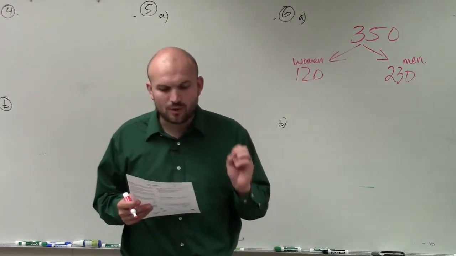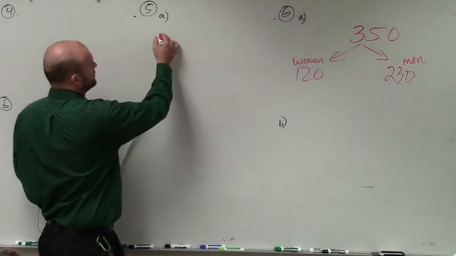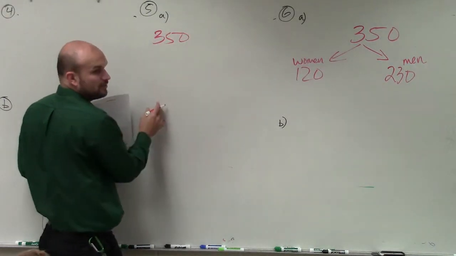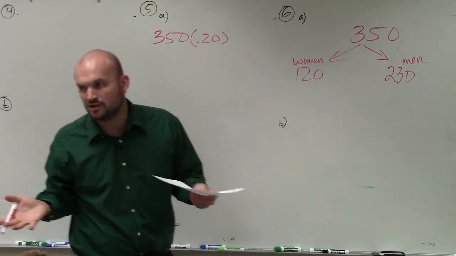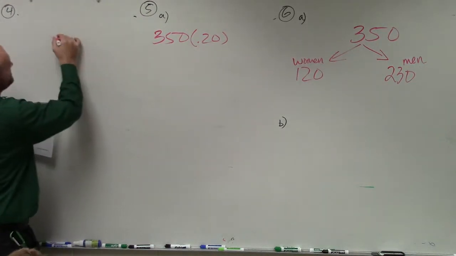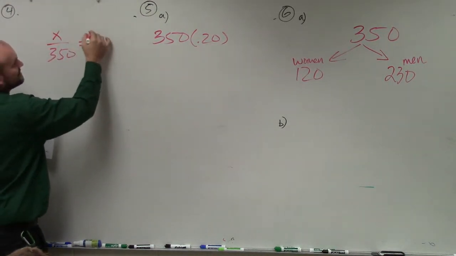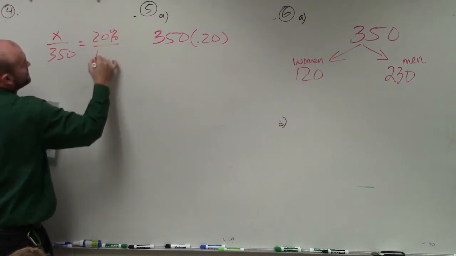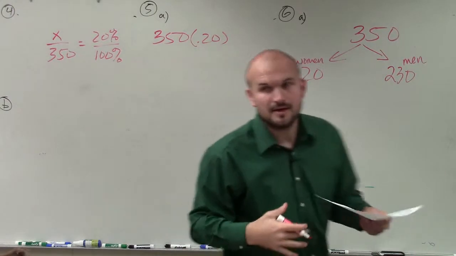Then it says, if 20% of the employees work in the accounting department. So we have 350. To determine what 20% is, you can simply multiply by 20%. I showed you how to multiply by a percent last class period. However, if you did this, x is to 350 as 20% is to 100%, that's perfectly correct. There's nothing wrong with doing that. That's how you find the percent.